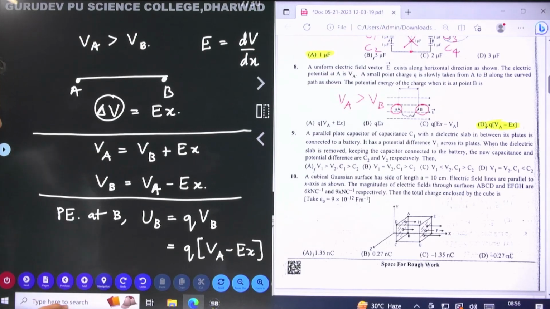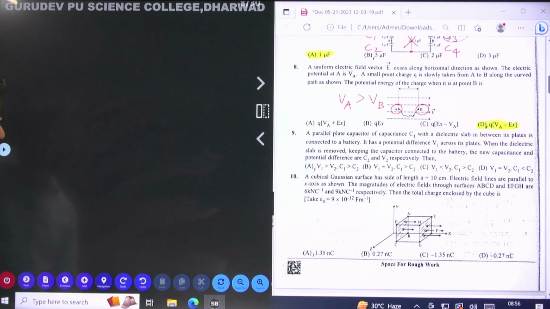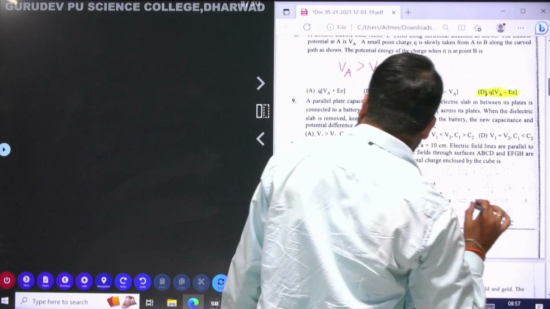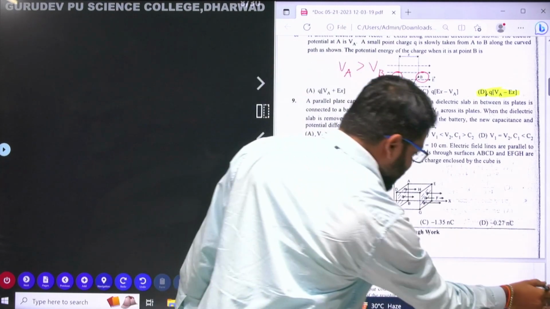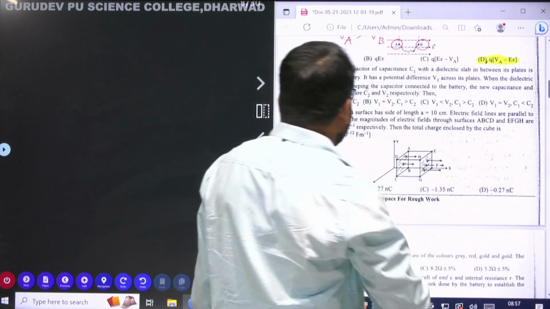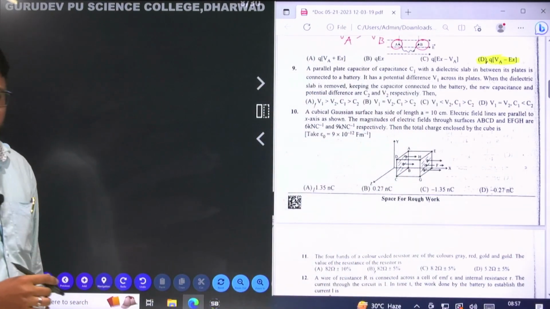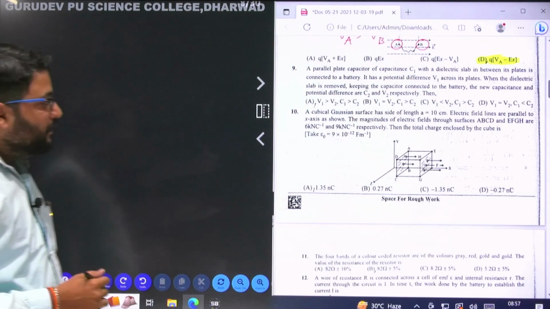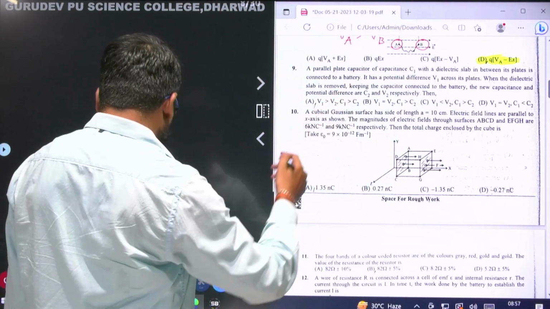Okay, let's move to the next question now. The next question is on capacitor. As predicted by us, electrostatics would have nearly 6 to 7 questions. It is clearly having 6 to 7 questions from electrostatics. I am combining the first 2 chapters and saying it. So let us move to the next problem and solve it.